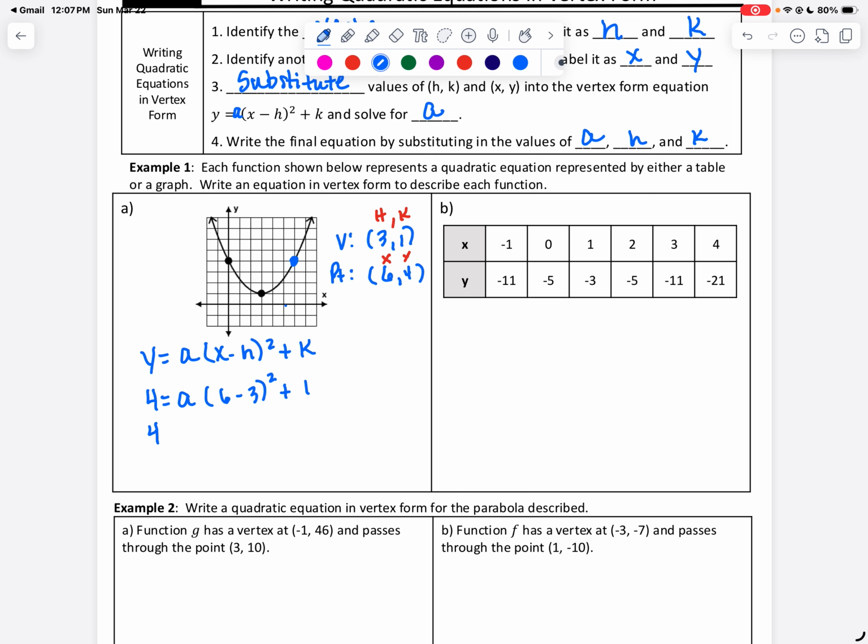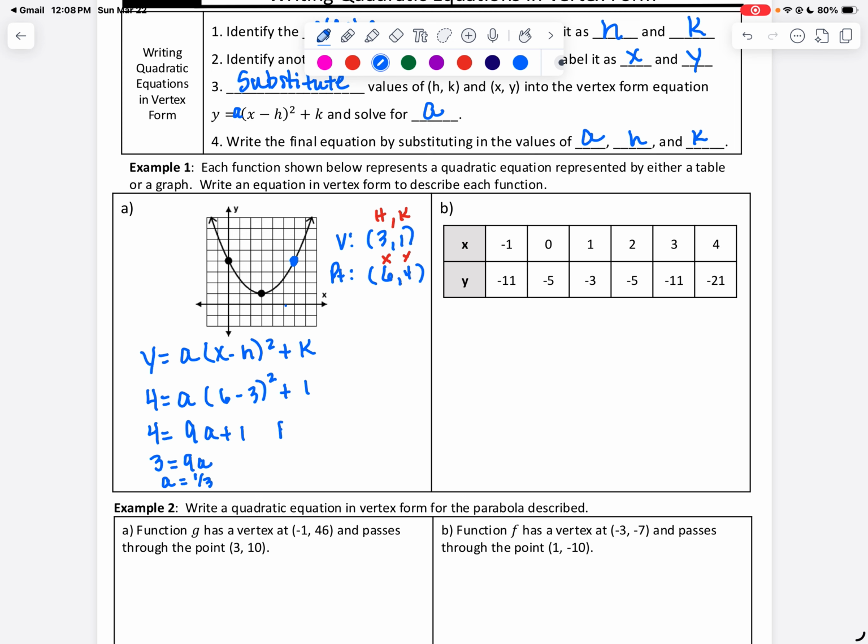So 4 is equal to, now do the parentheses first. 6 minus 3 is 3. 3 squared is 9, so this would be 9a plus 1. All right, now we're going to get the a by itself. So subtract 1 from both sides. So 3 is equal to 9a. And then divide both sides by 9. So 3 divided by 9 would be 1/3. So now we know the value of a.